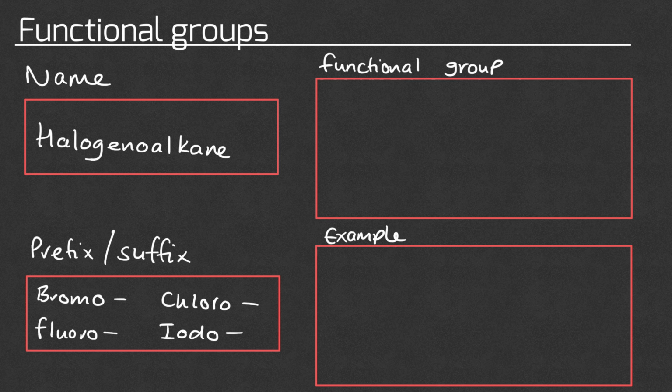A halogenoalkane is any halogen bonded to a carbon. You could have either a bromine, chlorine, fluorine or iodine, and depending on which halogen is present on the molecule will determine what prefix you use. So for example, if it was a bromine attached, you'd use the prefix bromo. If it was a chlorine attached, you'd use the prefix chloro.